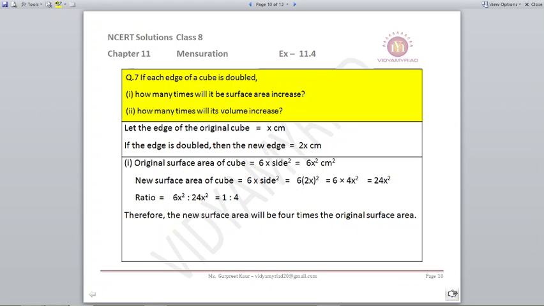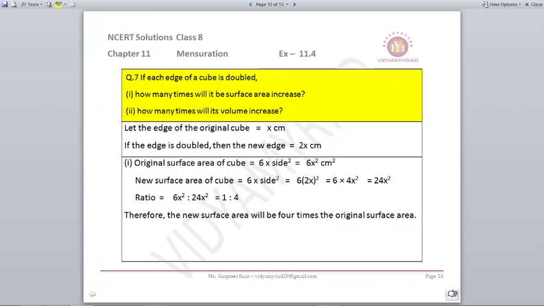Question number 7. If each edge of a cube is doubled, how many times will its surface area increase and how many times will its volume increase? Now this means first we will assume or take the edge or the side of the cube as x centimeters. So for the new one, it is doubled. Doubled means it will be 2x centimeters. Now using the original cube edge and the new cube edge, we can find out the surface area and we can find out the volume.